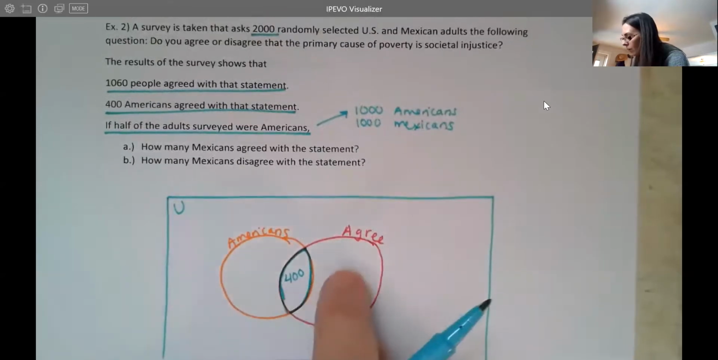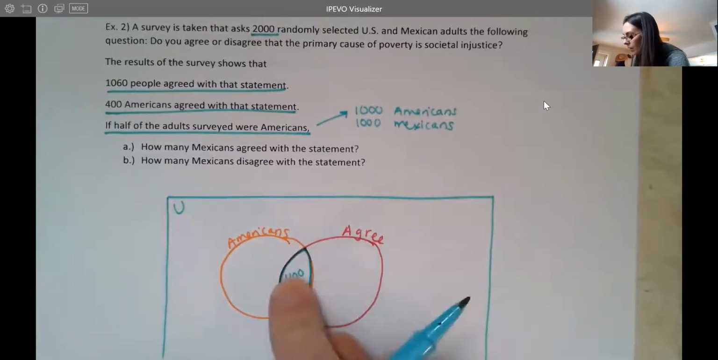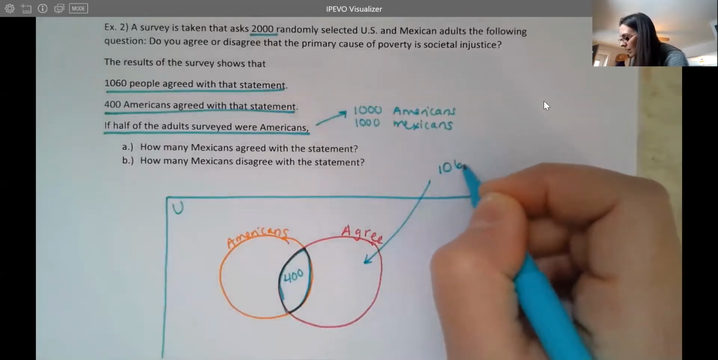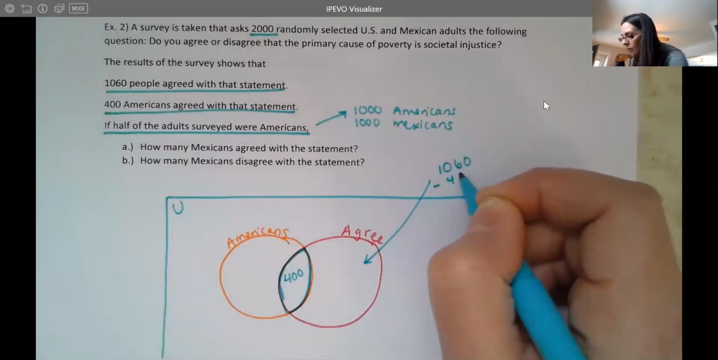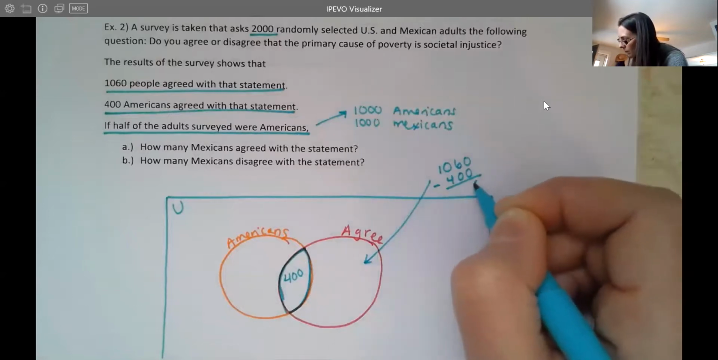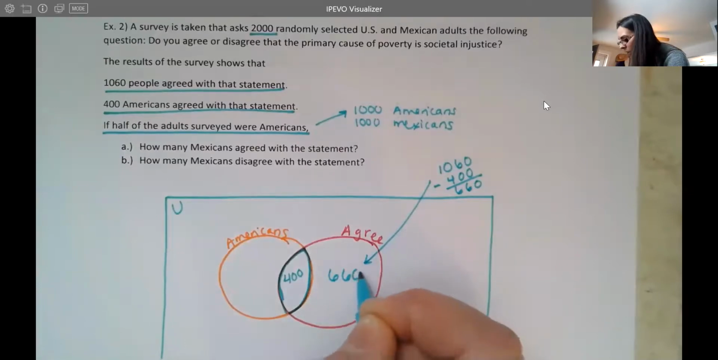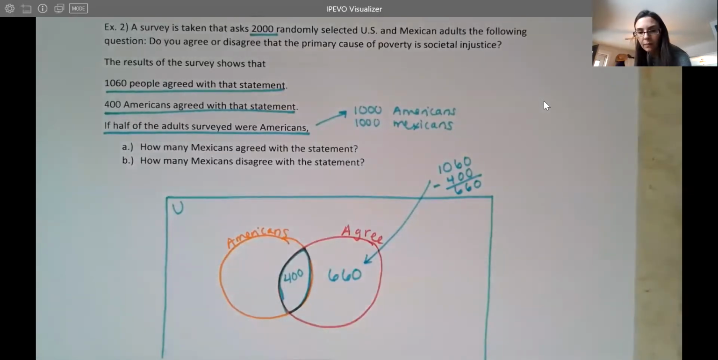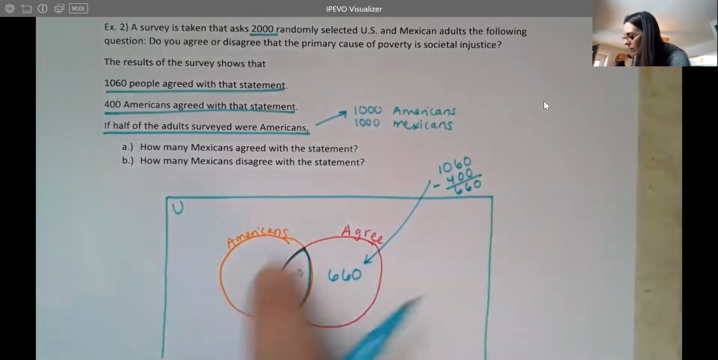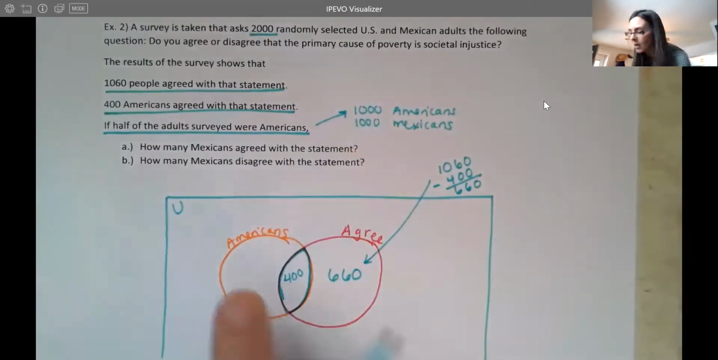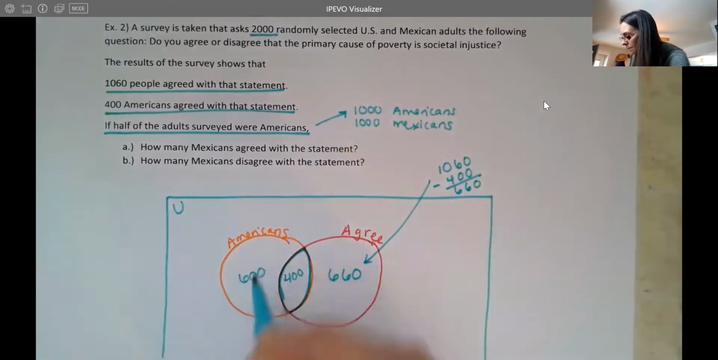Now we can figure out the rest of the agreed piece, right? Because we know that the total who agreed were 1,060, and I've already counted for 400 of those people. So there's 660 people left who agreed. And on the other piece here, we do know that 1,000 Americans were part of the survey. So if I already have 400, then I must have 600 more over here.